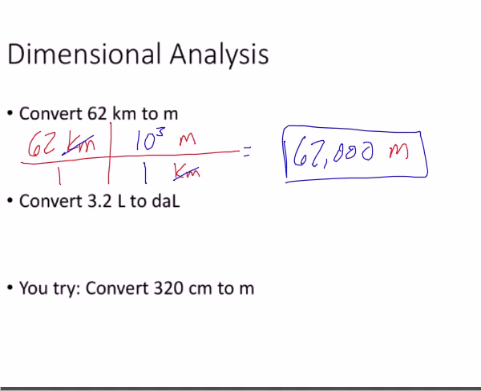So, first things first, write down what I'm given. 3.2 liters. I'm trying to get to decaliters. Okay? Set up my T-chart. All of the problems we've done so far are one-step problems. We will get into multi-step ones shortly. So liters we know we're going to go on the bottom, so they cancel out because they were on the top of my first fraction. Got to cancel them out. And that means decaliters will be on the top.